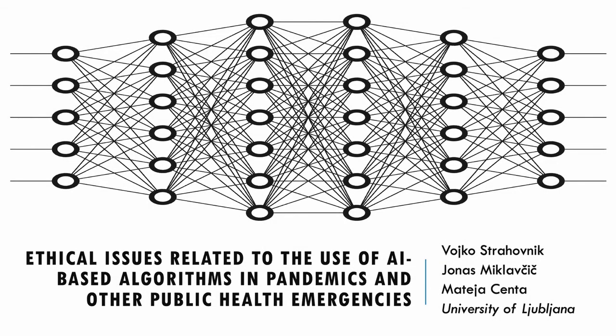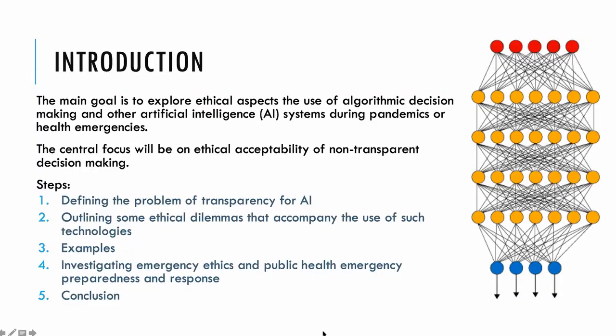Our topic is ethical issues related to the use of artificial intelligence-based algorithms in the pandemics and other public health emergencies. So our main goal is to explore this ethical aspect, and we will in particular focus on the problem of transparency. So how do these systems make decisions and whether we are able to explain their decisions.